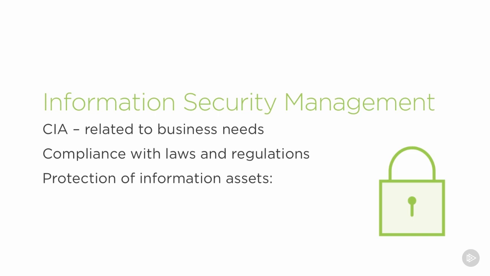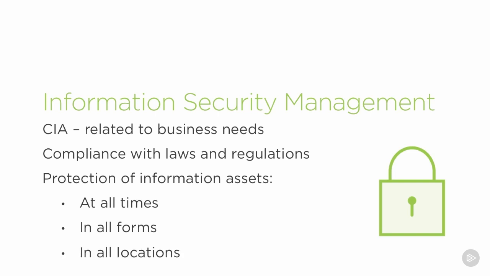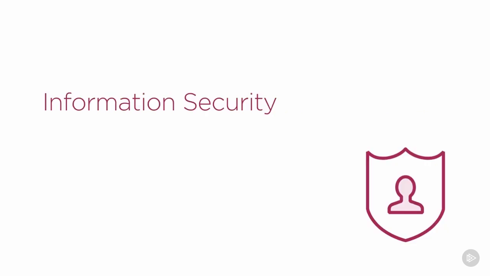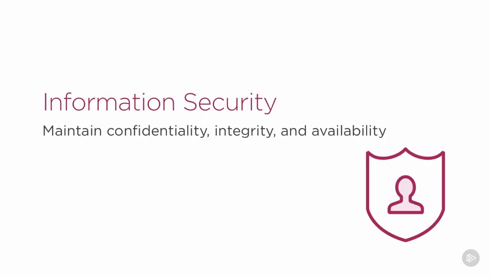Information must be protected certainly at all times, but also in all forms, whether it's paper or electronic, whether it's in transit or in storage. This means it's also protected in all locations. Information security, therefore, is all about maintaining the confidentiality, integrity, and availability of our information and information systems.